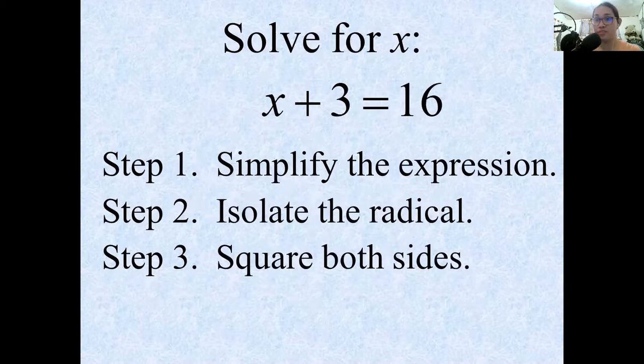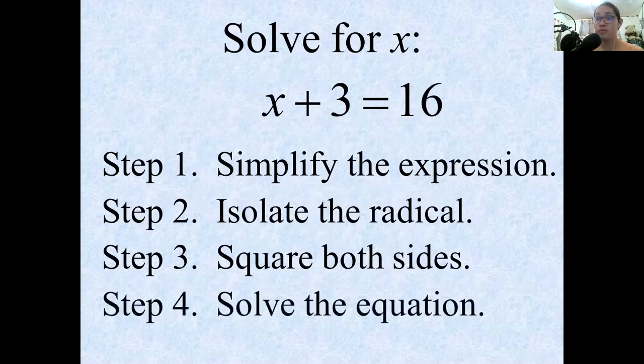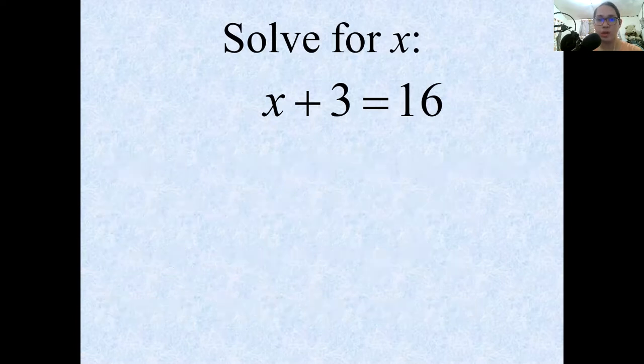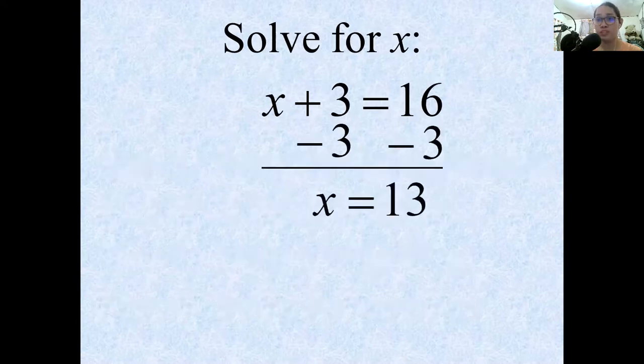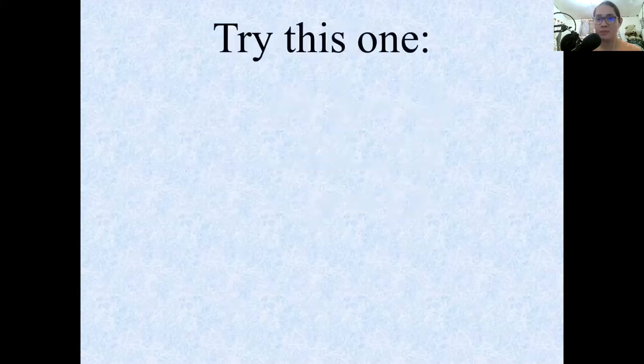Again, you can just transpose 3 to the right side. That gives you 16 minus 3, or you can use the subtraction property of equality. So subtract both sides of the equation by 3 to isolate your x. Your x is now left on the left side of the equation. So you have x is equal to 13.